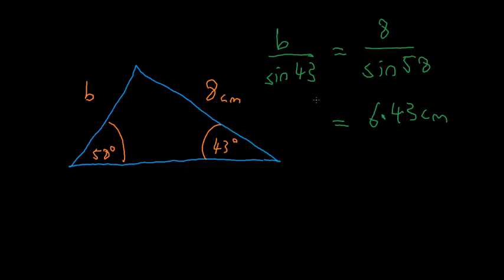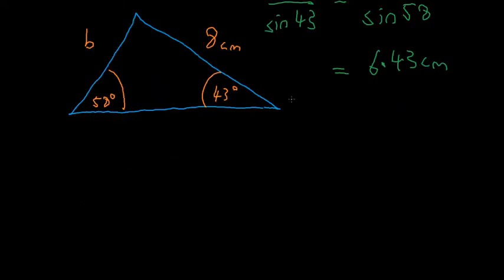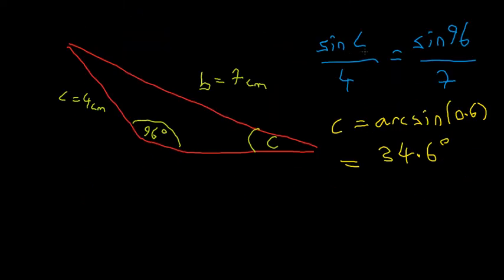Remember, when you want to find a side, using it to find a side, you set it up such that the sides are on top. And finding an angle, you set it up such that the sine angles are on top. And then remember to undo the sine to get the actual angle.